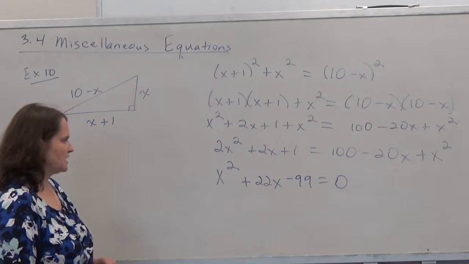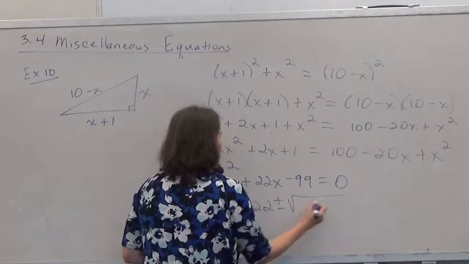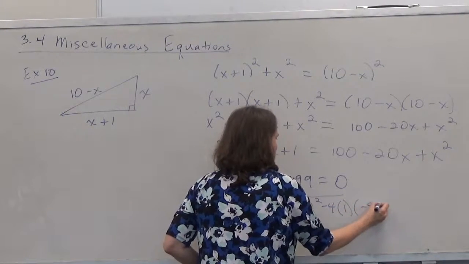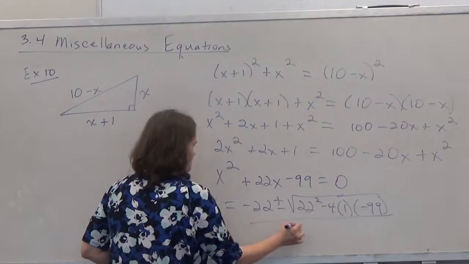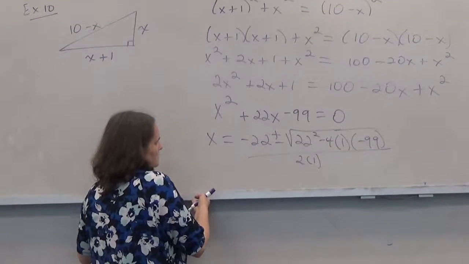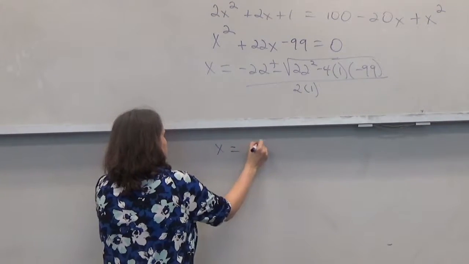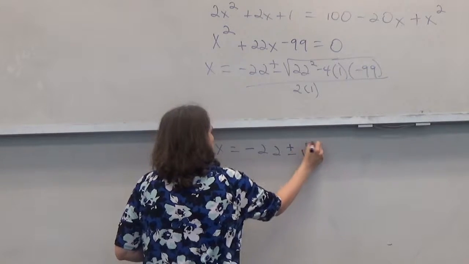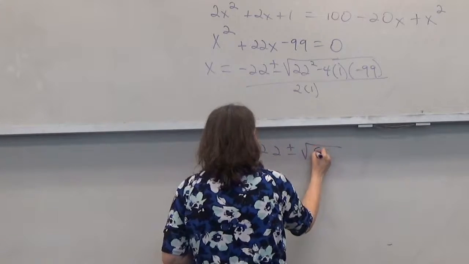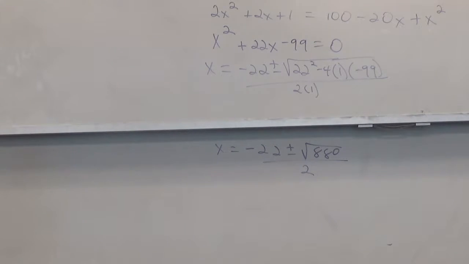And this will not factor, so I need to use the quadratic formula. It's negative 22 plus or minus the square root of b squared minus 4 times a is 1, c is negative 99, all over 2 times 1. All right, so now I have x equals negative 22 plus or minus the square root of 22 squared plus 4 times 99. That's going to give me, I believe, 880. I did that already. I didn't do it off the top of my head. So yeah, it gives me 880.